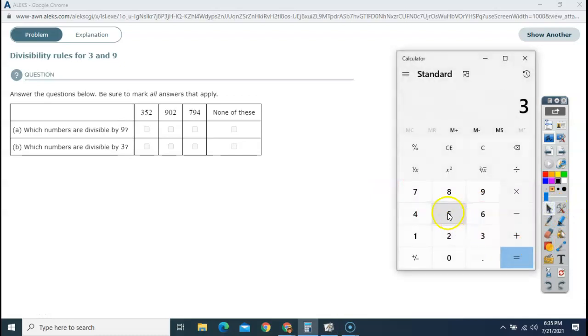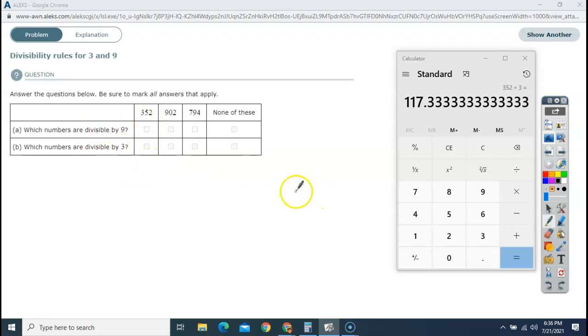So I'm going to take 352 and divide it by 9. And I get 39.1. So that's not divisibility because of the decimals. If I do 352 and divide it by 3, let's see what we get. Same thing. So notice if you can't divide by 9, you can't divide by 3. So is 352 divisible by 9? No, it's not divisible by any of those. Alright, so let's go with 902.